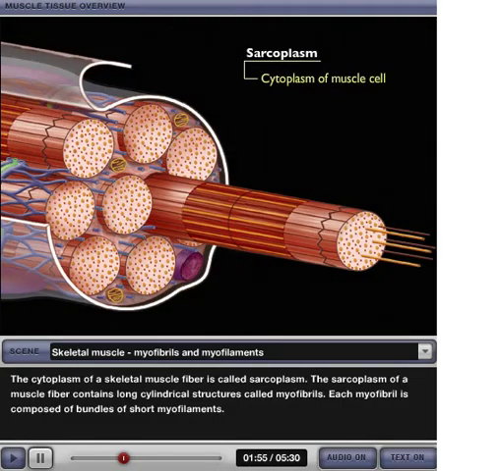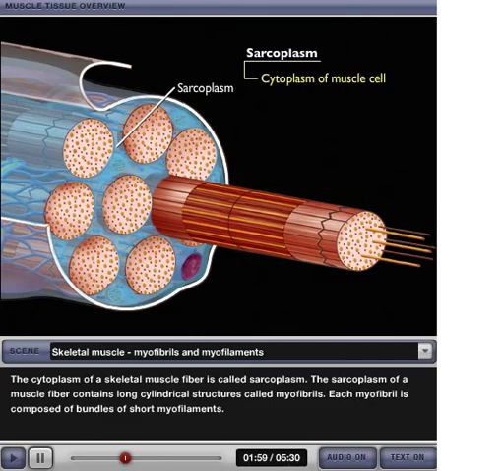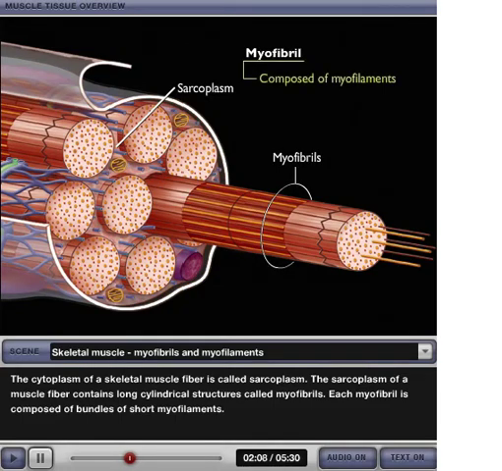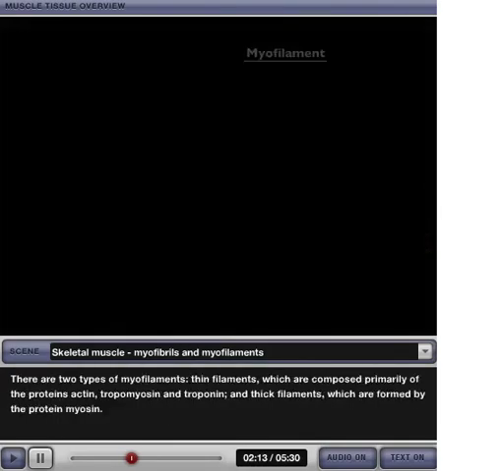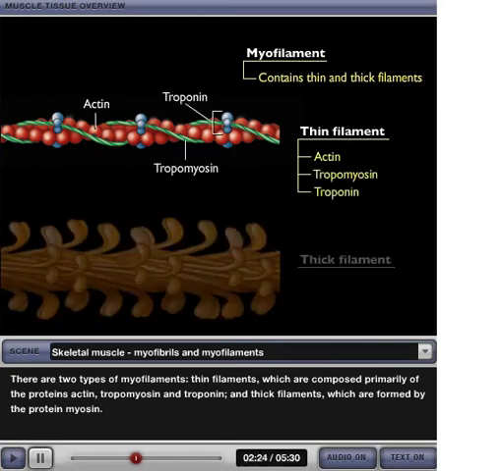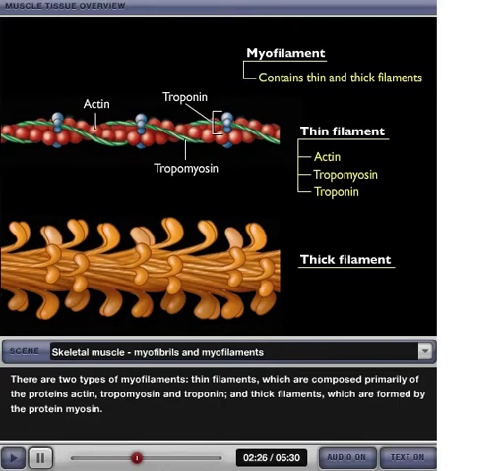The cytoplasm of a skeletal muscle fiber is called sarcoplasm. The sarcoplasm of a muscle fiber contains long cylindrical structures called myofibrils. Each myofibril is composed of bundles of short myofilaments. There are two types of myofilaments: thin filaments, which are composed primarily of the proteins actin, tropomyosin, and troponin, and thick filaments, which are formed by the protein myosin.